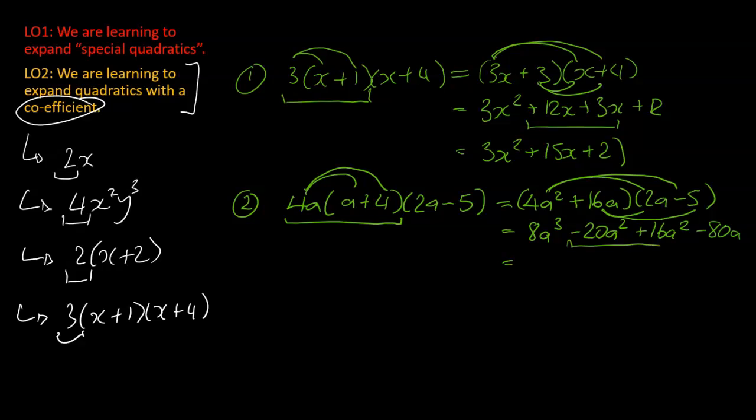We're then going to look to group the middle, even though it's not just like an x or an a. It's a squared, but the middle should always be the same. We're going to group them together. So it's going to be 8a cubed plus 12a squared minus 80a.